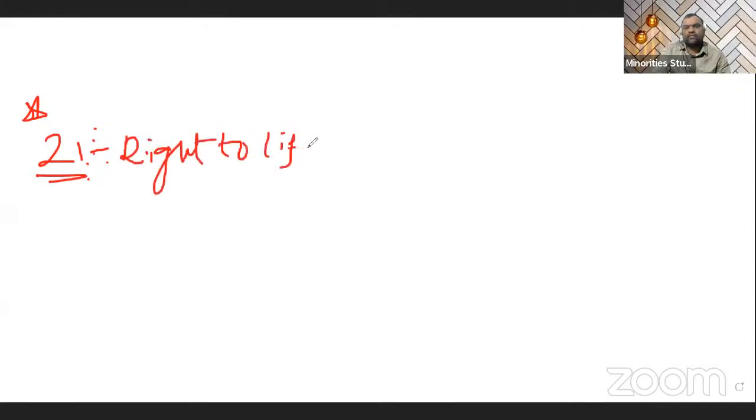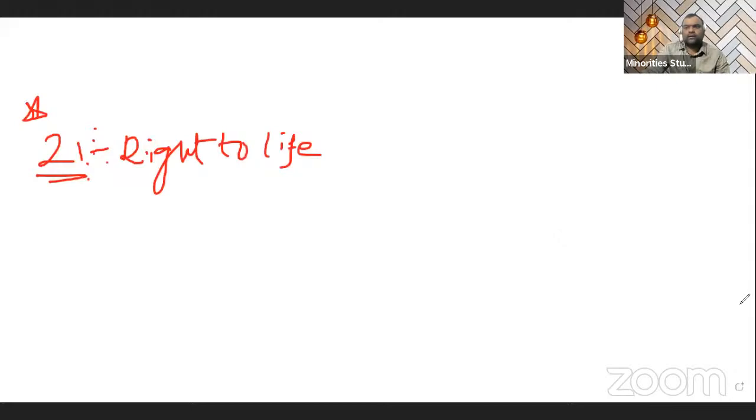Are you able to understand clearly? And let us move to Article 21. Yeah, this is a very, very important article. Article 21, 100% important article. This article talks about right to life.